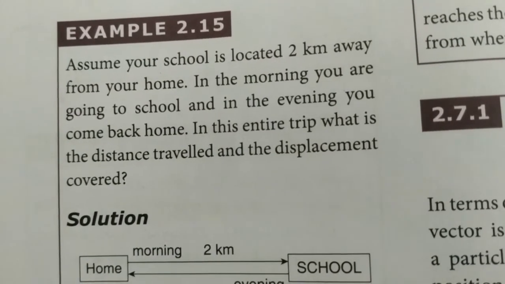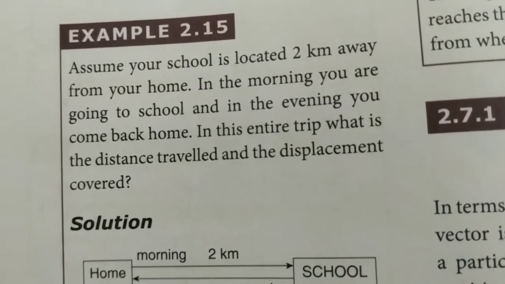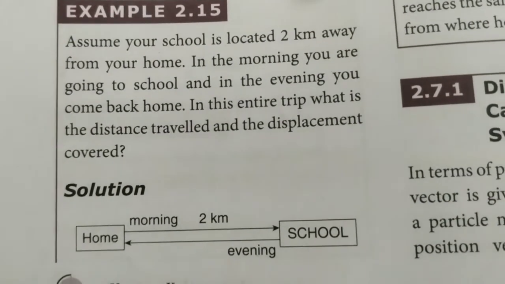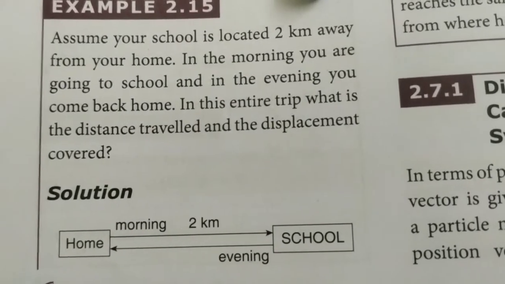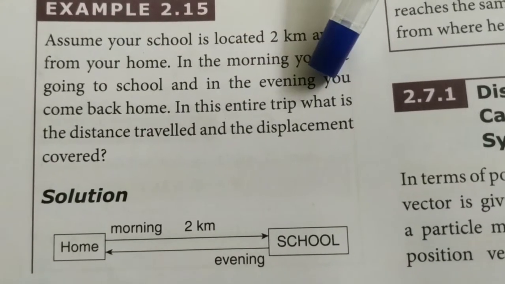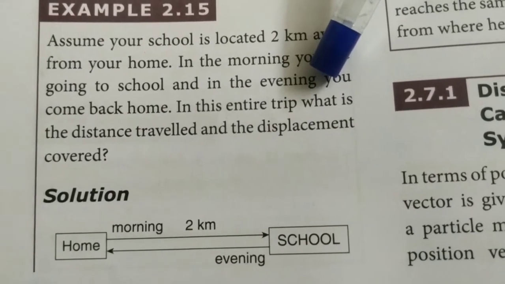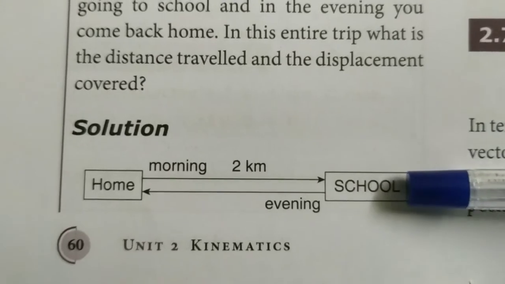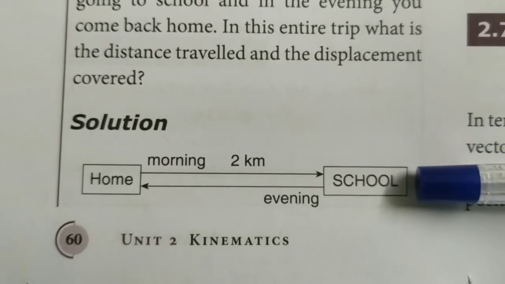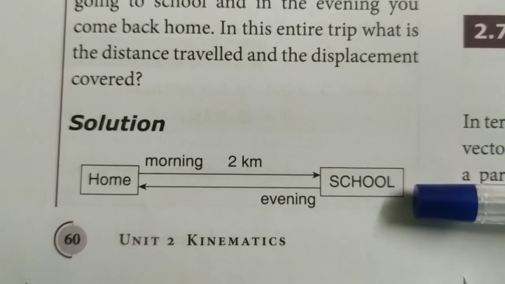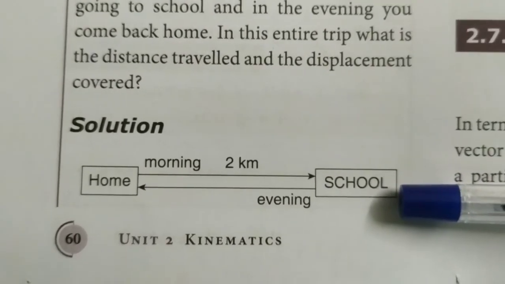Now look at this example 2.15. Here assume your school is located 2 kilometers away from your home. In the morning you are going to school, and in the evening you come back home. In this entire trip, what is the distance traveled and the displacement covered? Your school is 2 kilometers away from your home. So you go to school in the morning, and in the evening you come back home.